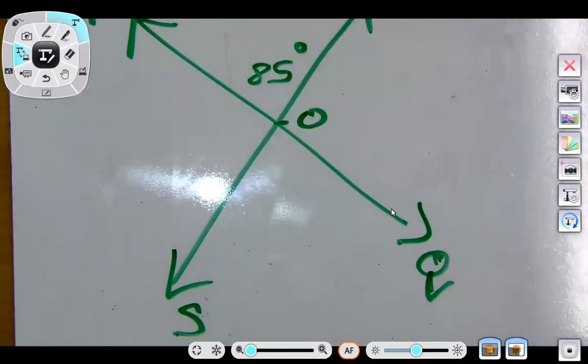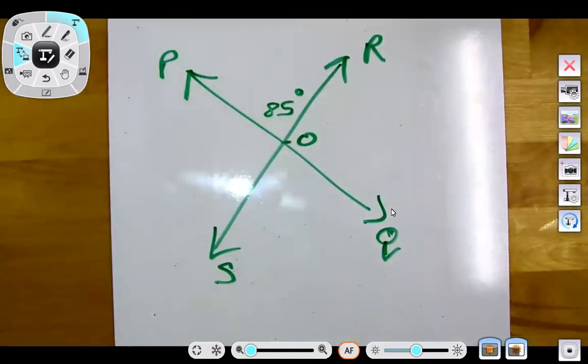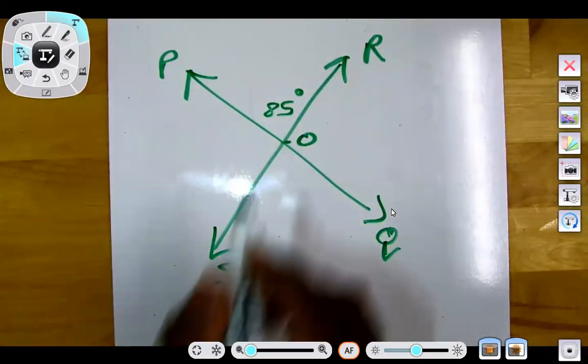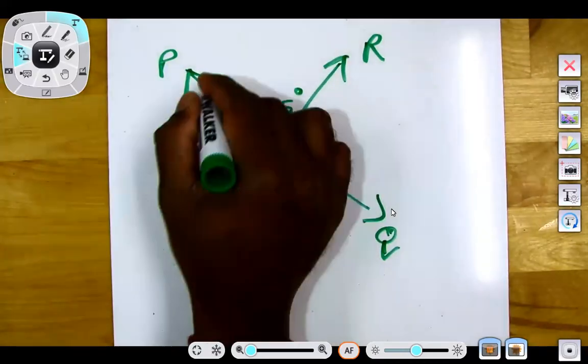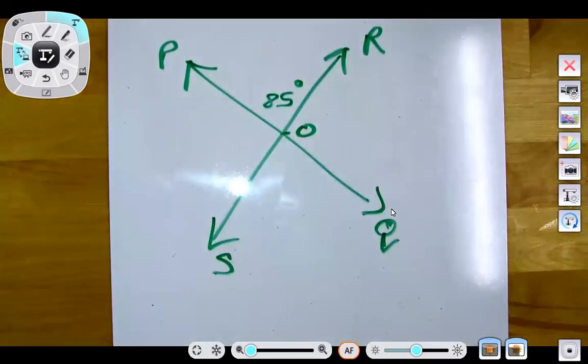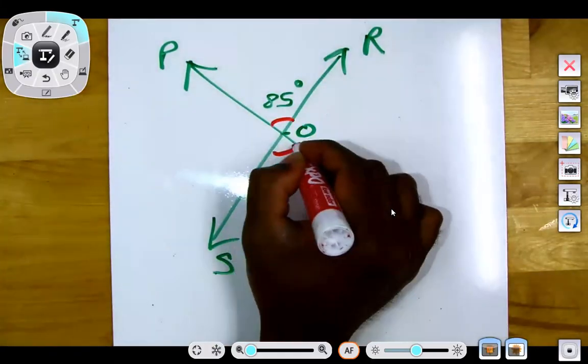Oops, I'll just zoom back. Okay, that should be good. So now we can say angle... So we know vertical angles are congruent. So I'm just going to say this angle is congruent to this.